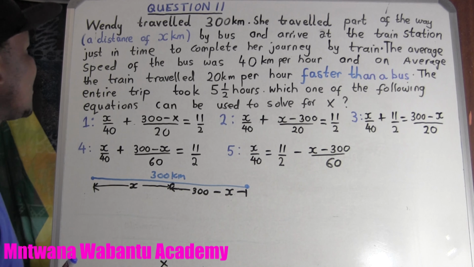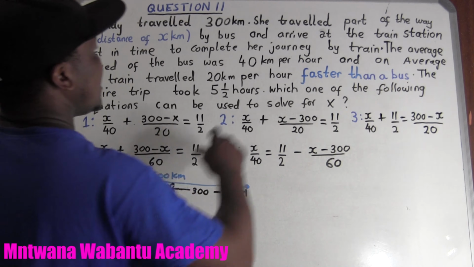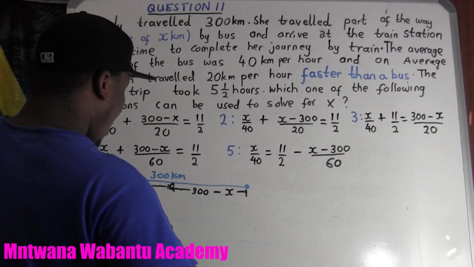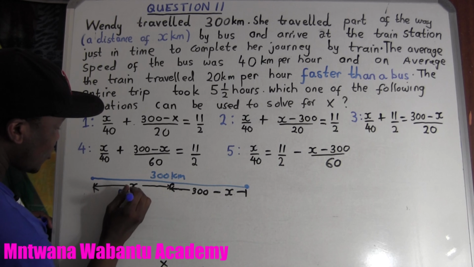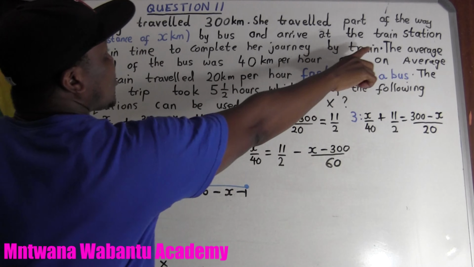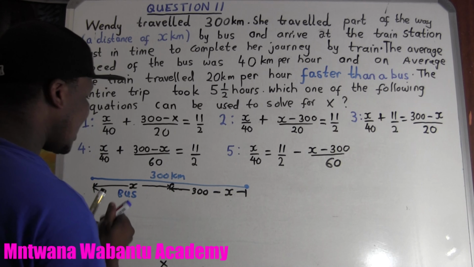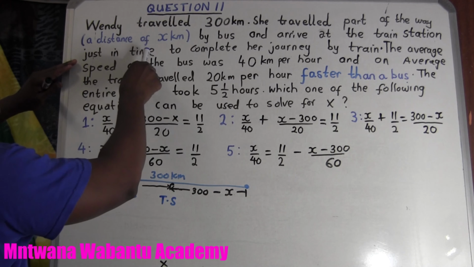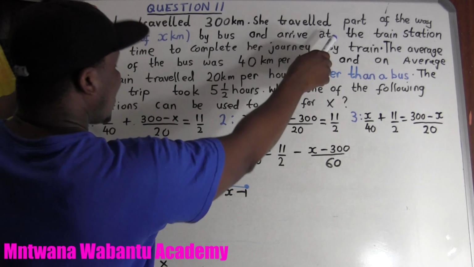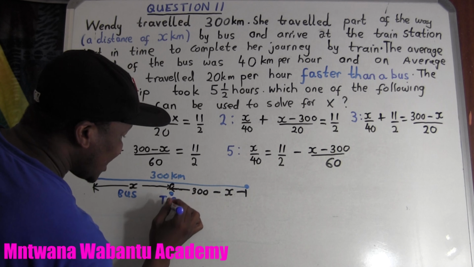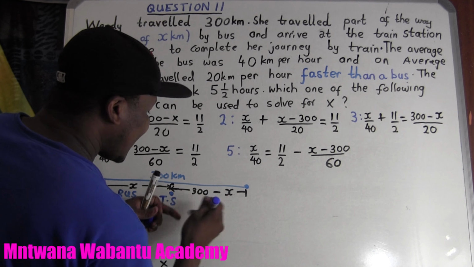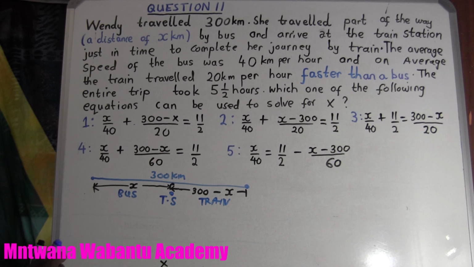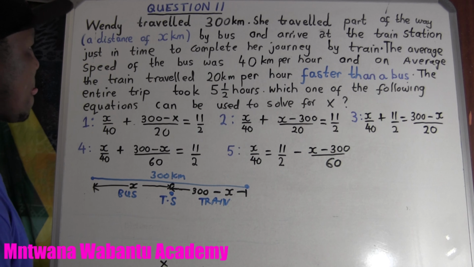Now let's continue reading. They say part of her journey of distance x by bus. Oh, so this part here she traveled using what? Bus. And arrive at the train station, so maybe this is the train station. Just in time to complete her journey by train. So when she arrived here at the train station, she completed these 300 minus x by train. So this is going to be by train. This is the illustration.